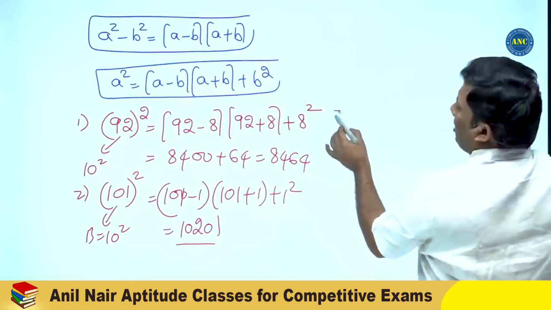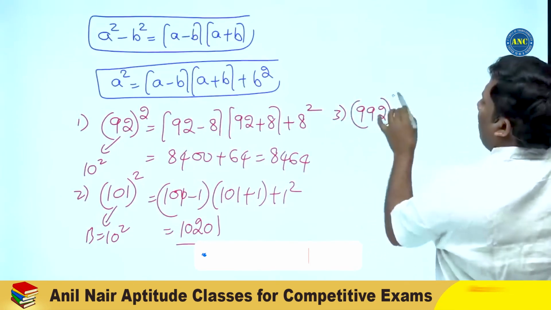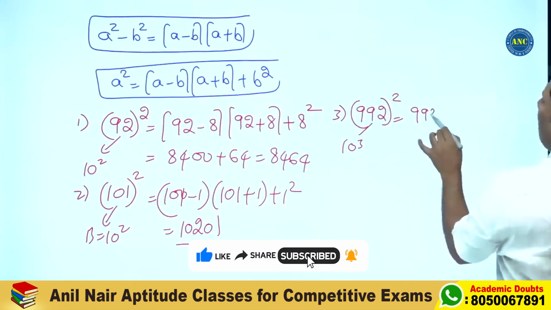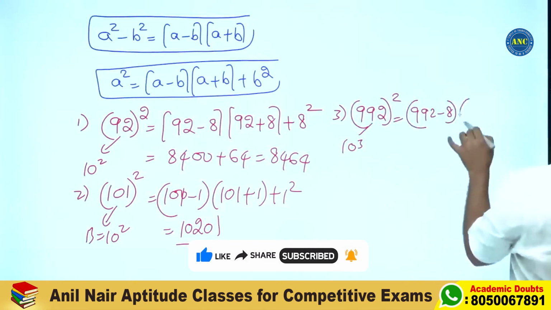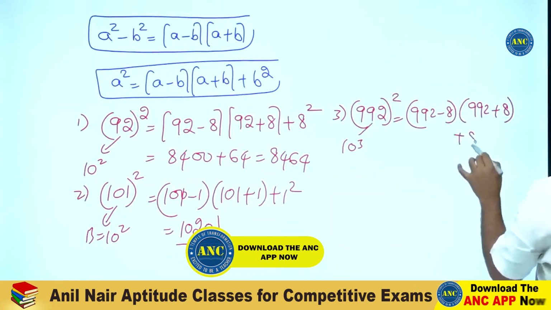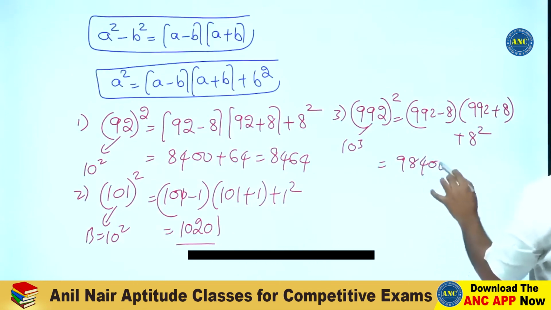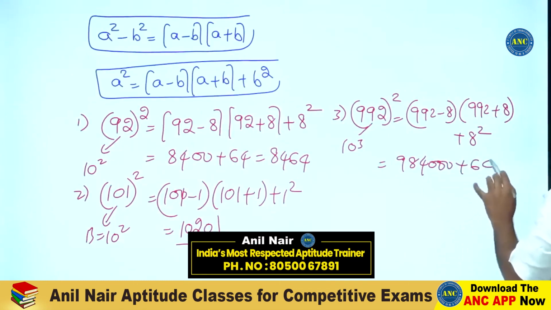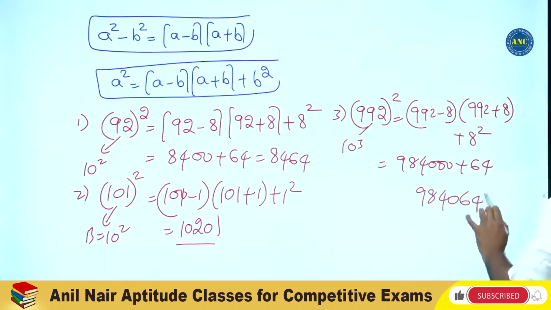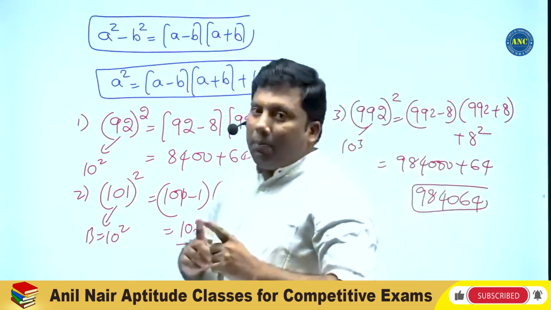Suppose the question is 992 square. 992 is nearer to 1000. So 992 minus 8, 992 plus 8, plus 8 square. So answer will be 984 into 1000 plus 64. Answer is 984064. Very important.